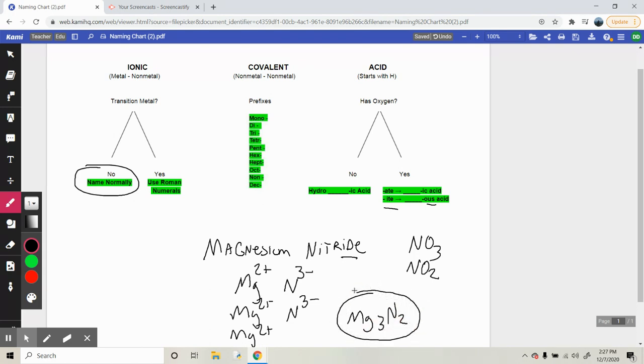That is naming and formulas, everyone. Make sure that you are reaching out if you have questions and that you are trying out the practice so that you can better yourself with these naming and formula practices. To be a good chemist, you gotta know what you're working with. And to know what you're working with, you gotta be able to name them.